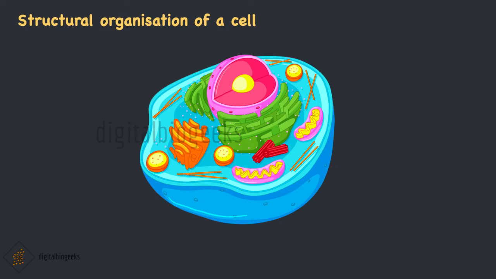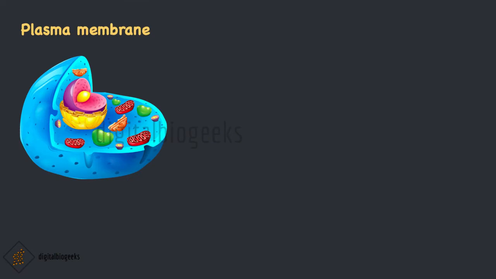They are plasma membrane, nucleus and cytoplasm. Let's learn about them. Plasma membrane is a membrane that separates the inner organelles of a cell from the outside environment. Here you can see the plasma membrane. This outside covering is the plasma membrane of a cell.